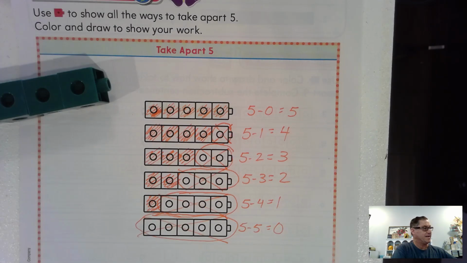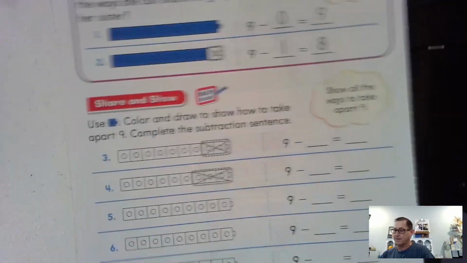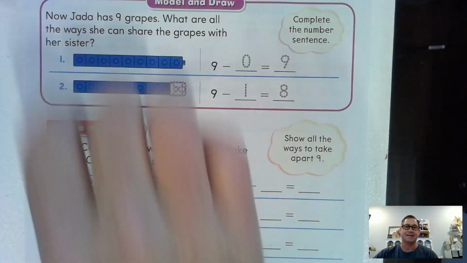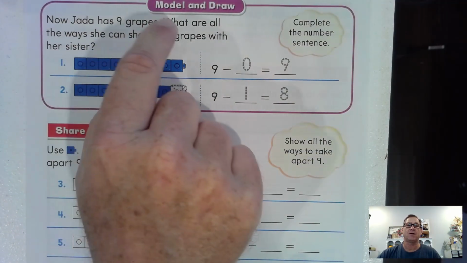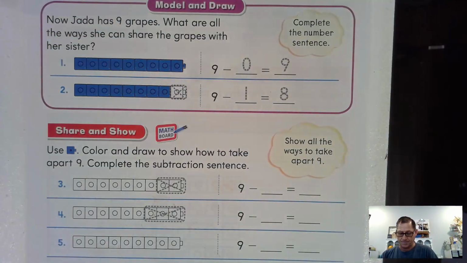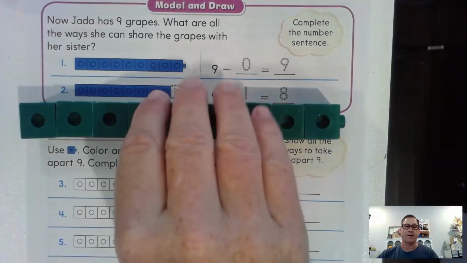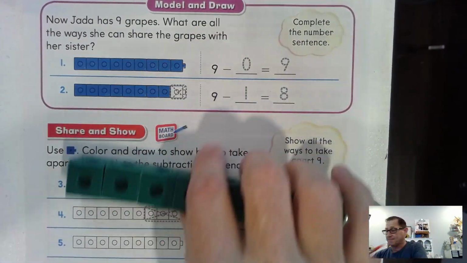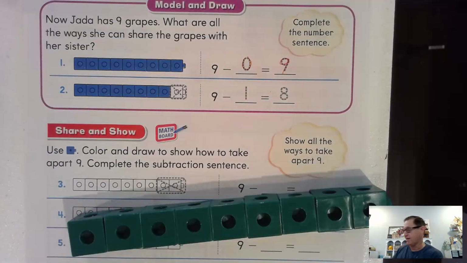All right, let's go to page 82. Okay, and this time we're going to do 9. Now Jada has 9 grapes. What are all the ways she can share the grapes with her sister? All right, so there's our 9, right? And well, one way she can share them is not to give any away, right? And so if she doesn't give any away, she still has 9.